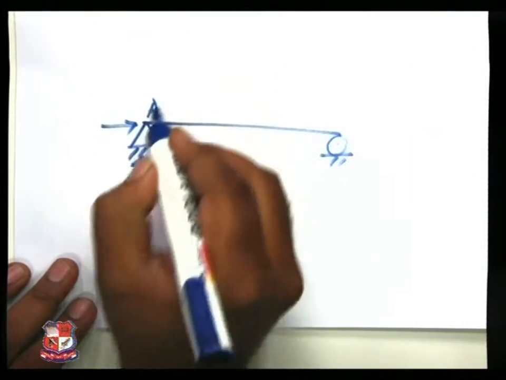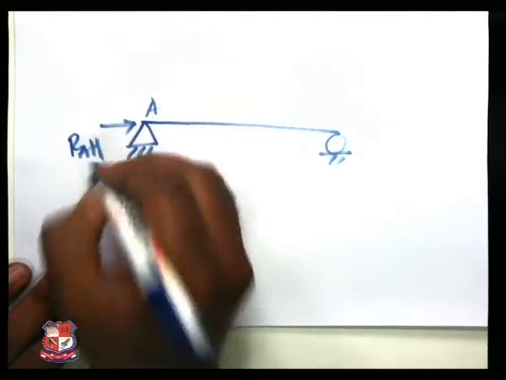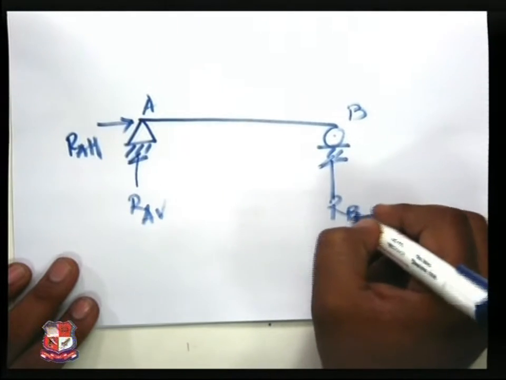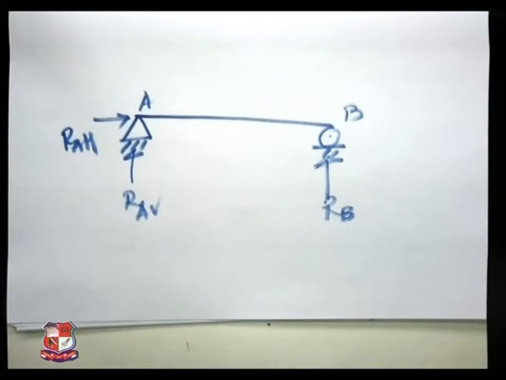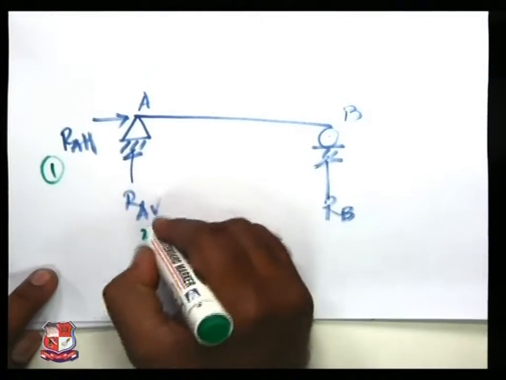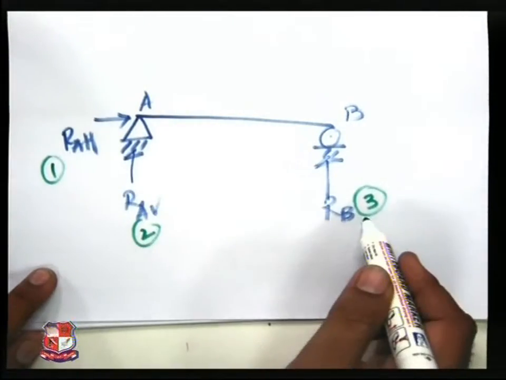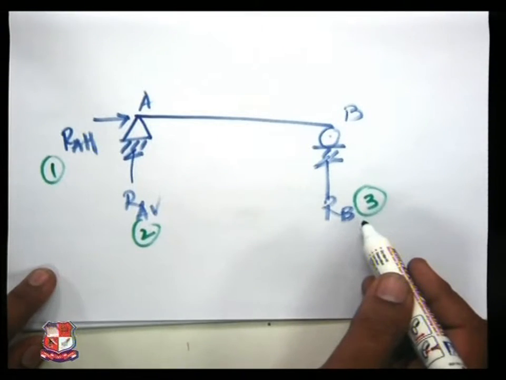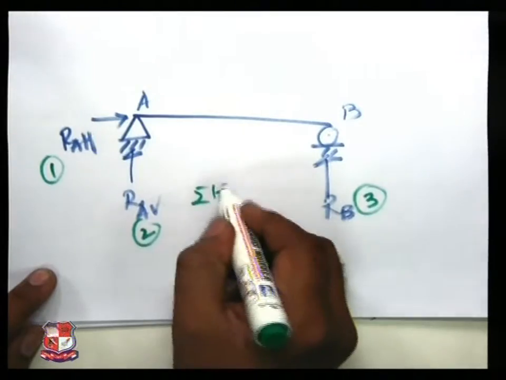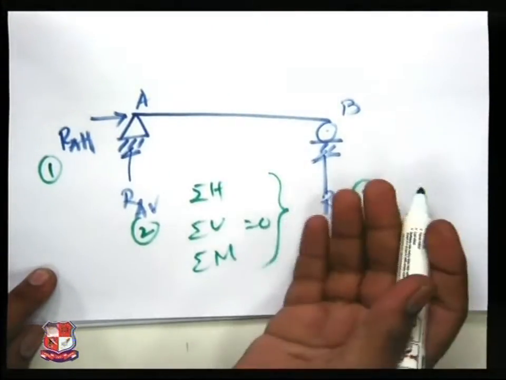If this is given joint A, this is RAV, this is RAH. Here this is B joint, only one reaction RB. So it is easily seen over here. Total unknowns are, this is number 1 unknown, number 2 unknown, number 3 unknown. These 3 unknowns we can find out with the help of the 3 equilibrium equations like sigma H, sigma V and sigma M equal to 0. This is a statically determinate beam.